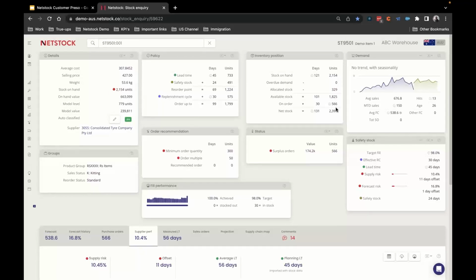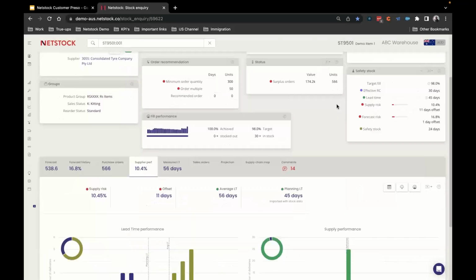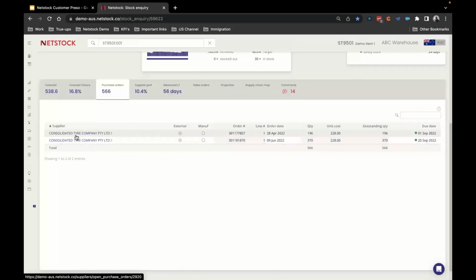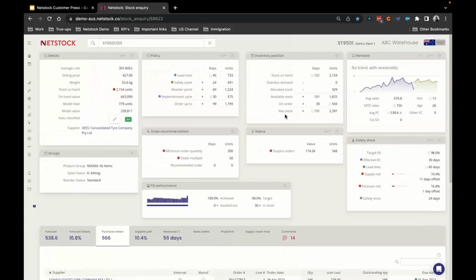So we know that's the available stock, but we do have some stock on order. There's 566 already on its way from the supplier. Remember, we're analyzing your purchase orders. So there we have your purchase orders. There's 2 purchase orders over there coming in, and that's going to add up to 566. So your net stock position at the moment is 2,391. Okay, when those arrive, that'll be your position.